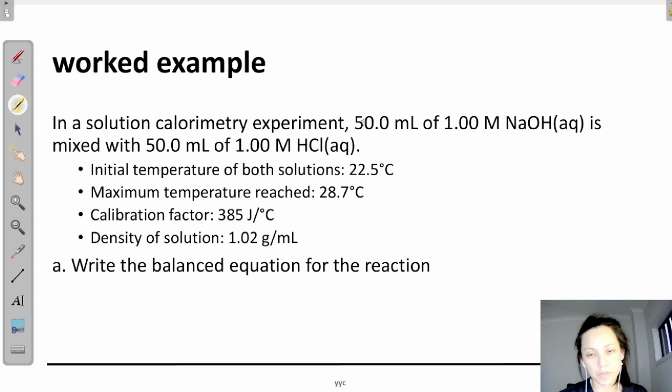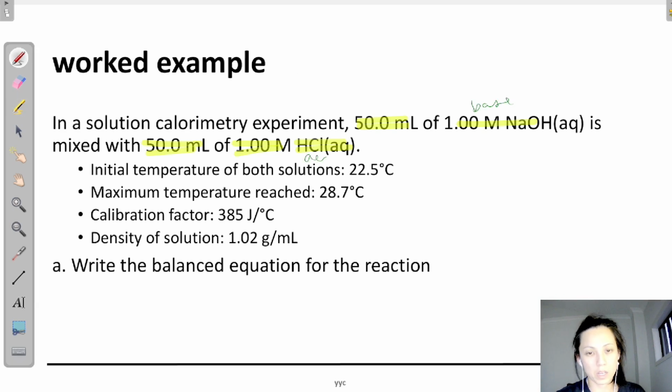So say, for example, you've got this. Solution calorimetry: 50 mL of 1 molar sodium hydroxide and 50 mL of 1 molar hydrochloric acid. So literally, you're adding those two together. It's a neutralization reaction. You've got your acid and your base. The great thing is both of them are starting at the same temperature. Once they've mixed, as a result of the reaction, you've got a temperature change from 22.5 to 28.7.